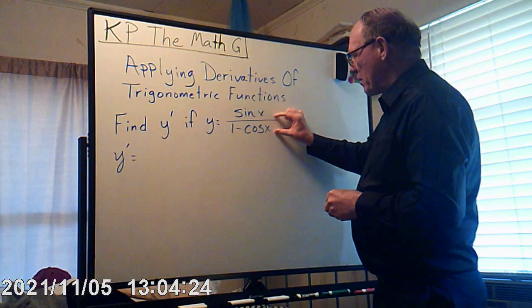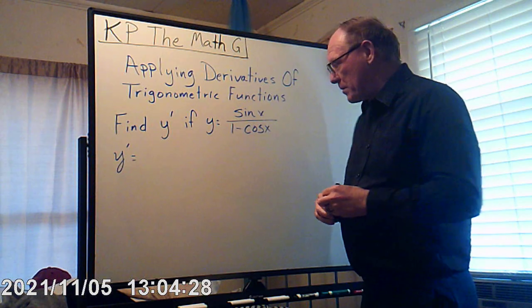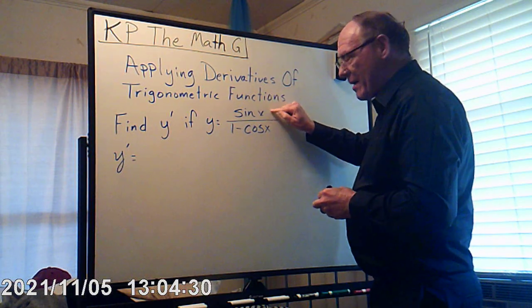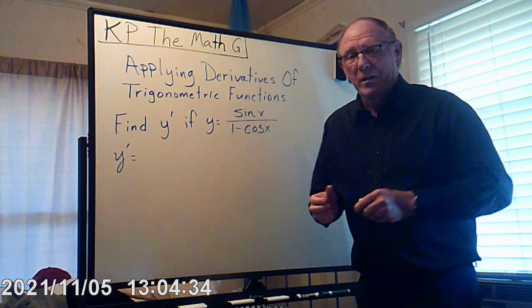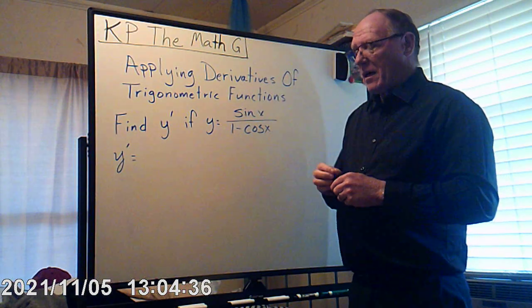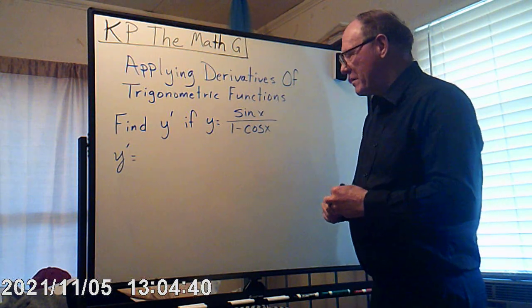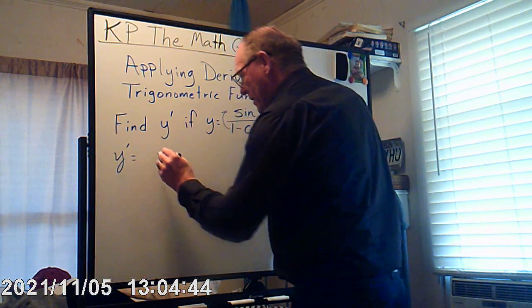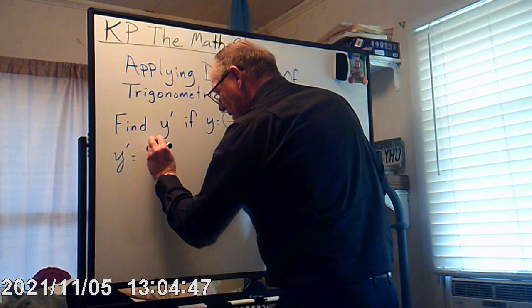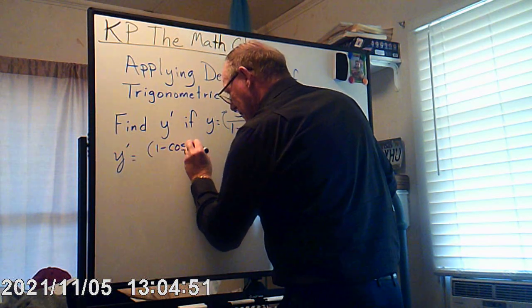Now, this is a quotient, so we would apply the quotient rule. Low d high minus high d low over low squared. For those of you who are involved in AP calculus, you understand what I mean by that. So let's do this. We're going to go ahead and bring this up. And so low is going to just come up. So 1 minus cosine x.